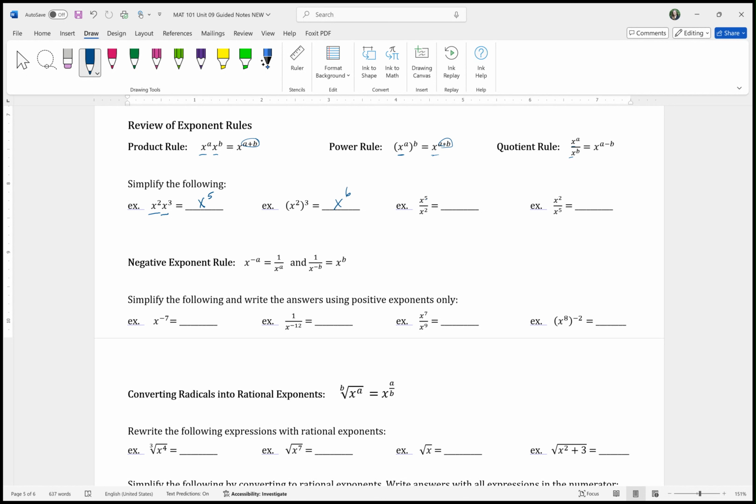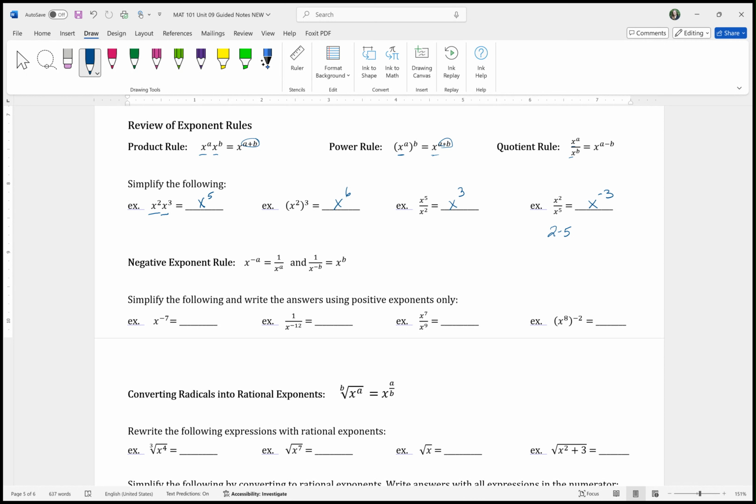The next one, we're dividing, so we are going to subtract. That's going to be 5 minus 2. That's going to be x to the 3rd. Here, also dividing, and we're subtracting, but we're not going to do 5 minus 2 here. We're doing top minus bottom. So 2 minus 5 gives me negative 3. And you can get negative exponents. That's okay. And that is the correct answer for that one.